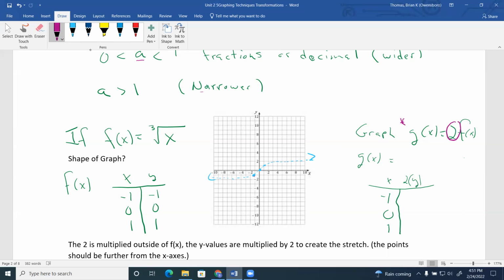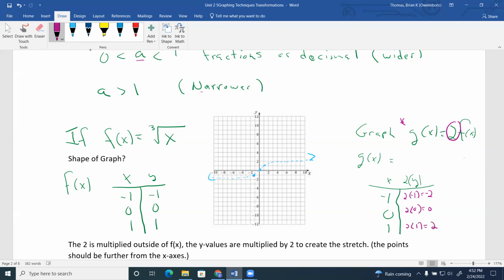So all we have to do again is keep the x values the same, the -1, the 0, and the 1, but all the y values are going to be multiplied by a factor of 2. So I'm going to multiply the 2 times the -1, which is going to give me a -2. I'm going to multiply 2 times 0, which is still going to be 0. And I'm going to have 2 times 1, which is going to be 2.